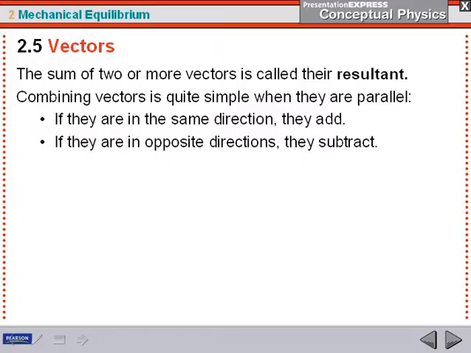When they are in parallel, meaning one next to another, like this, if they are in the same direction, then they add. But if they are in opposite directions, they subtract.